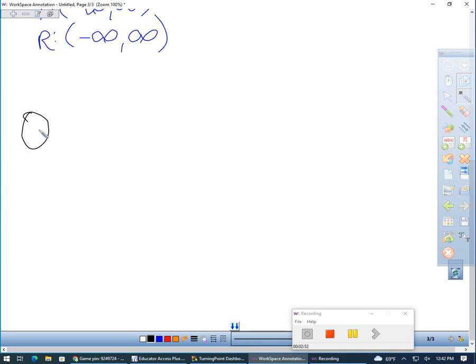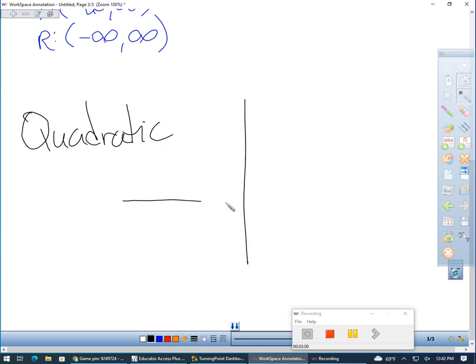Our second basic function is they call it the squaring function. I'm going to call it the quadratic function. The quadratic function is a parabola. There we go. That is our quadratic function. The function is y equals x squared.